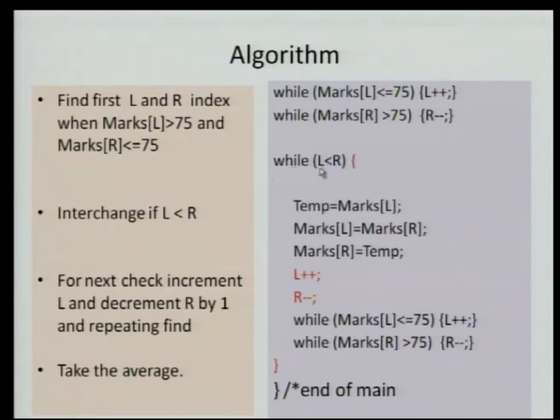And what is that? While the value of left is less than the value of right, this we have to check. Why? Because what we saw in our process is that if left crosses right, the moment it happens, that is the process of termination, right? So we had to stop at that kind of a time.